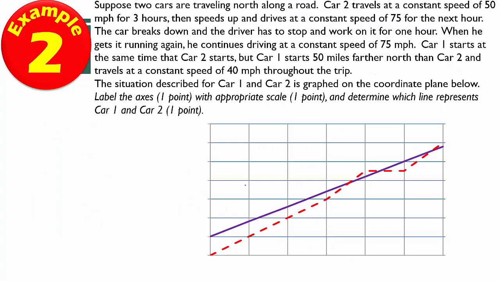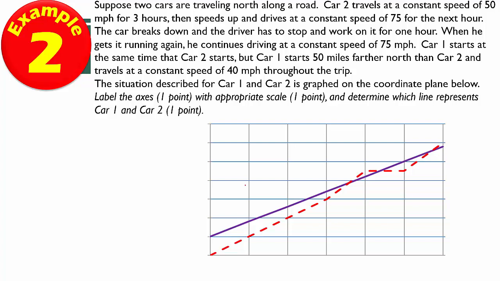Final example. We've got 2 cars traveling north along a road. Car 2 travels at a constant speed of 50 miles an hour for 3 hours. Then it speeds up and drives at a constant speed of 75 for the next hour. Then the car breaks down and the driver has to stop and work on it for an hour, and when he gets it running again, he continues going at 75. Car 1 starts at the same time as car 2, but starts 50 miles further north than car 2 and keeps a constant speed of 40 miles an hour throughout the trip.